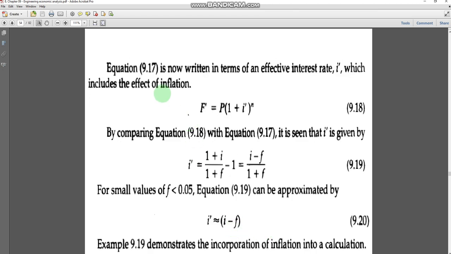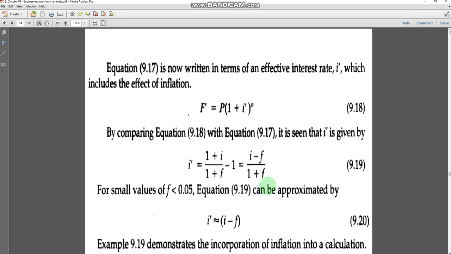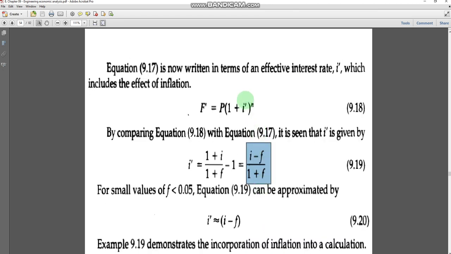Next, equation 9.17 is now written in terms of an effective interest rate I dash, which includes the effect of inflation. Now the same equation that we had earlier, we can write in the form of the effective interest rate. So where I dash will be equal to 1 plus I divided by 1 plus f, minus 1, or I minus f divided by 1 plus f. Ultimately we would have this equation back, but now with the value for the effective interest rate.